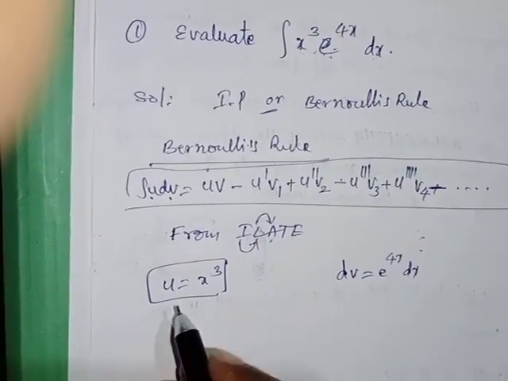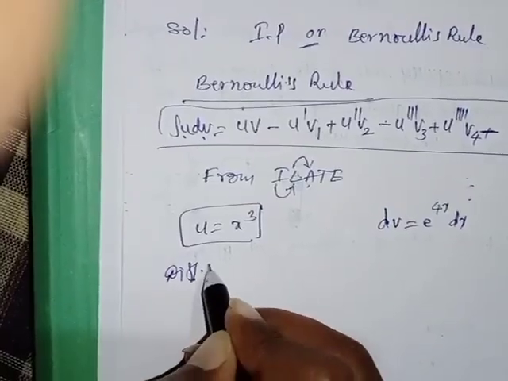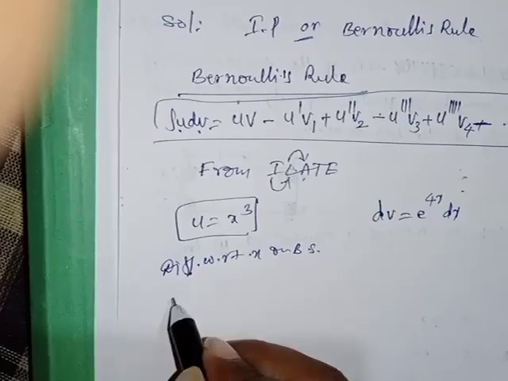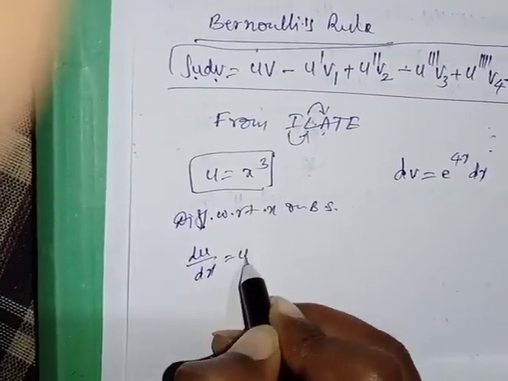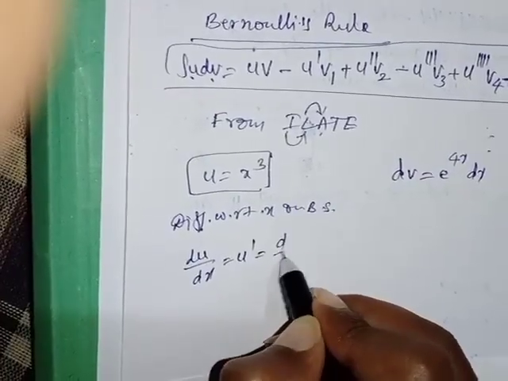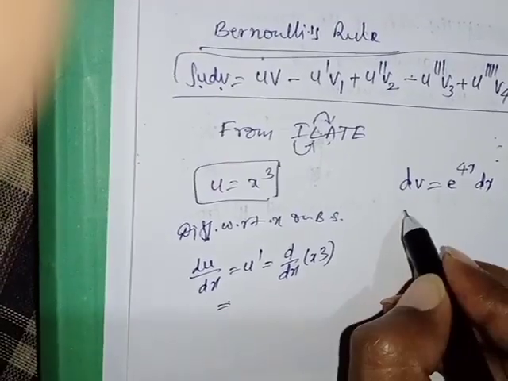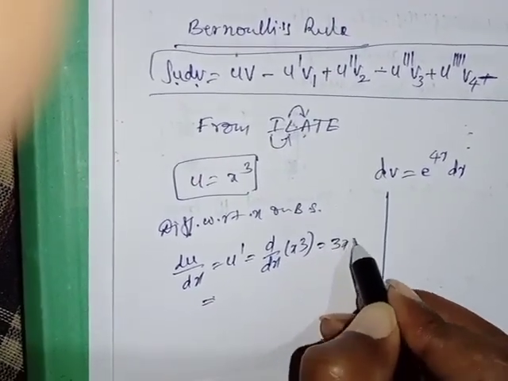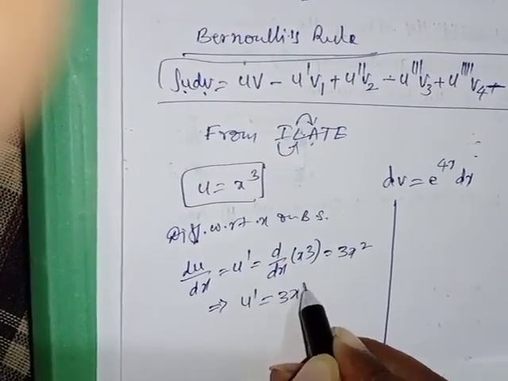Now differentiate this one. If we differentiate with respect to x on both sides, this is du by dx. We can write u dash is equal to d by dx of x cube. See, d by dx of x cube is 3x square. So u dash is equal to 3x square.